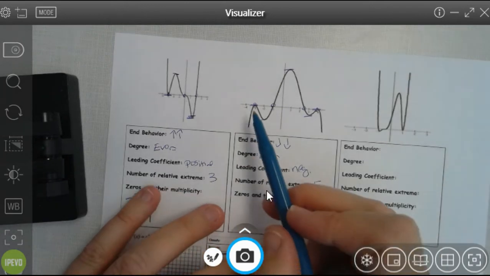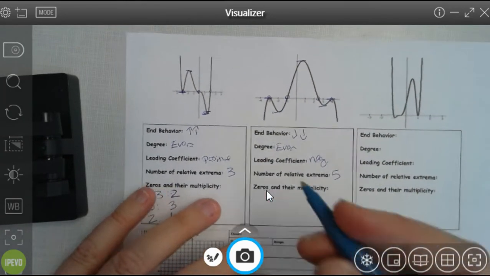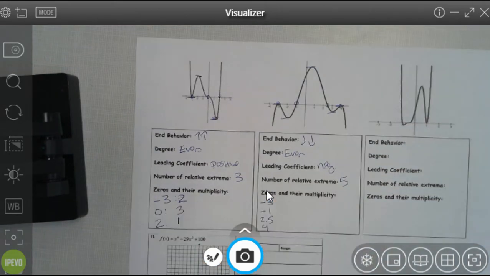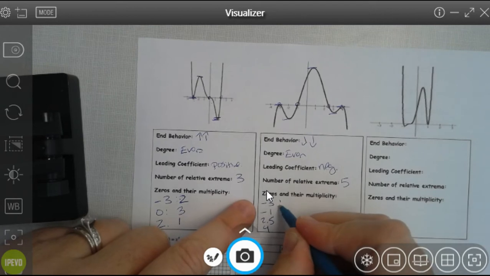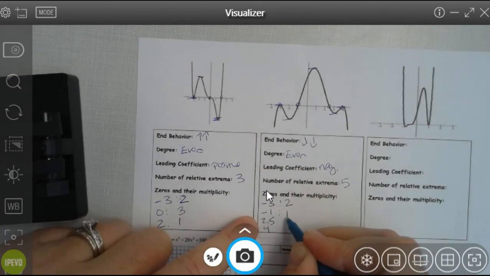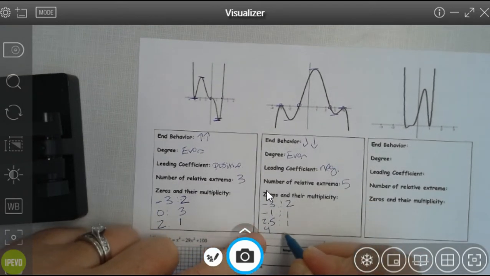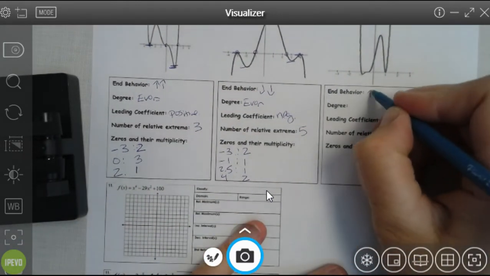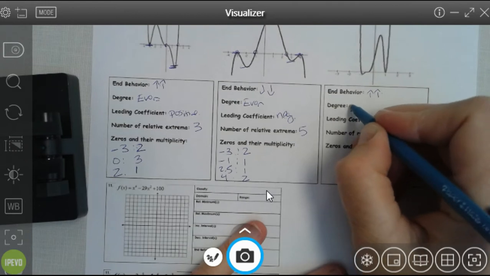Now the zeros are what I just found, and that's those 4 right there. So I have negative 3, 0, negative 1, 2.5, and 4. This one bounces, so it has to have a multiplicity of 2. That goes straight through, this one goes straight through, and then this one bounces. So that's the multiplicities. End behavior here is up, up. It has to be even.